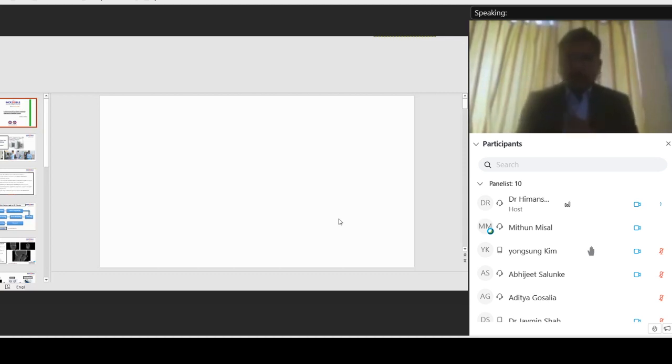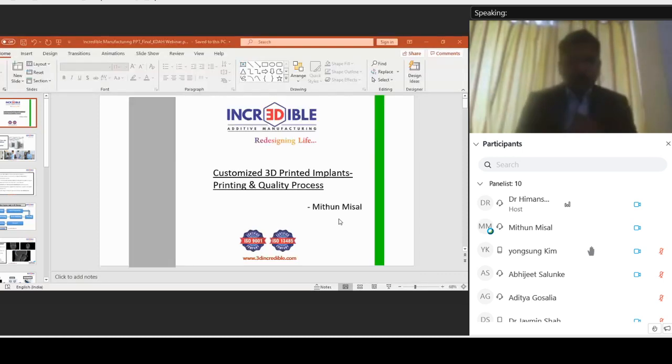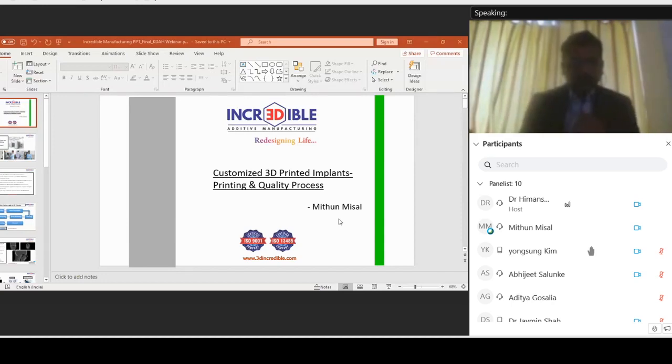Okay. So 3D Incredible is an Indian company based out of Pune. We were established in 2017, and the plant size is 14,000 square feet. We are the only company in India which is exclusively ISO 13485 and ISO 9001 certified for manufacturing of customized implants using the 3D metal printing process. And we have a state-of-the-art, modern facility which can handle all complicated designs and structures. In the images, we can see the two metal printing machines.